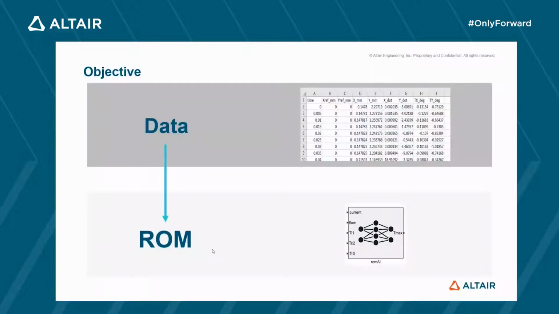So the objectives of ROM AI are basically as follows. Since it's a data-driven approach, we require data, and then we use this data to create a high-fidelity model that we can then use in our Activate models as a substitution for either a numerical model of some sort or anything of that kind.